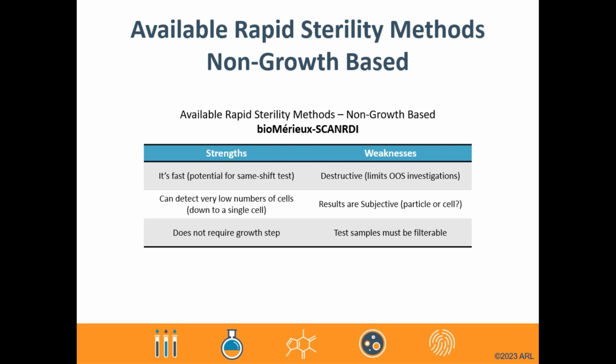Regarding results generation, because there is often an observation step to confirm contamination with the Scan RDI, results are somewhat more subjective compared to many growth-based systems which do not require that analyst involvement. And finally, since no growth stage is afforded, microorganisms which may have been present in the test sample are actually lost during testing. This means that should contamination not be homogeneously distributed in a product batch, it may be impossible to fully investigate or identify those microbial contaminants.